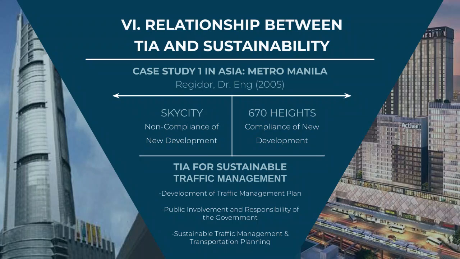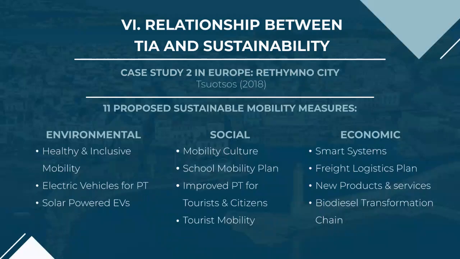From this comparison, Regidor developed three components that advocate traffic impact assessment for sustainable traffic management in Metro Manila. The first focuses on developing management plans, forecasting traffic congestion, and developing solutions to perceived problems. The second highlights the importance of government involvement in requiring traffic impact assessment. And the third emphasizes that the reliability and completeness of traffic impact assessment are essential for it to be functional.